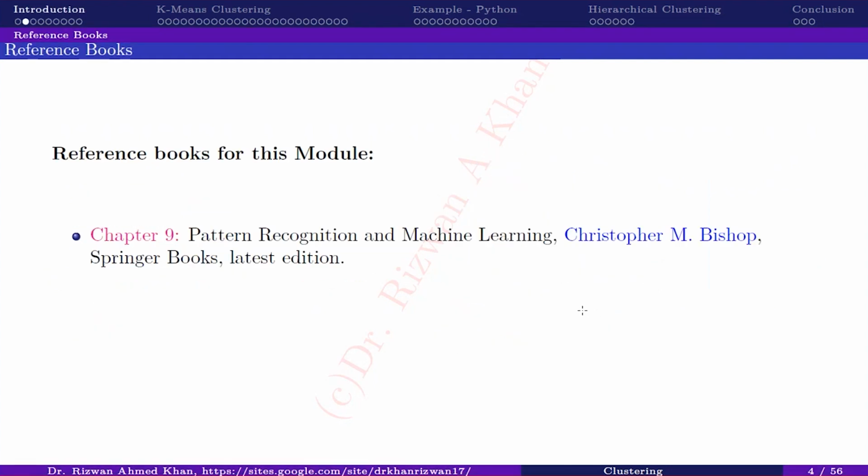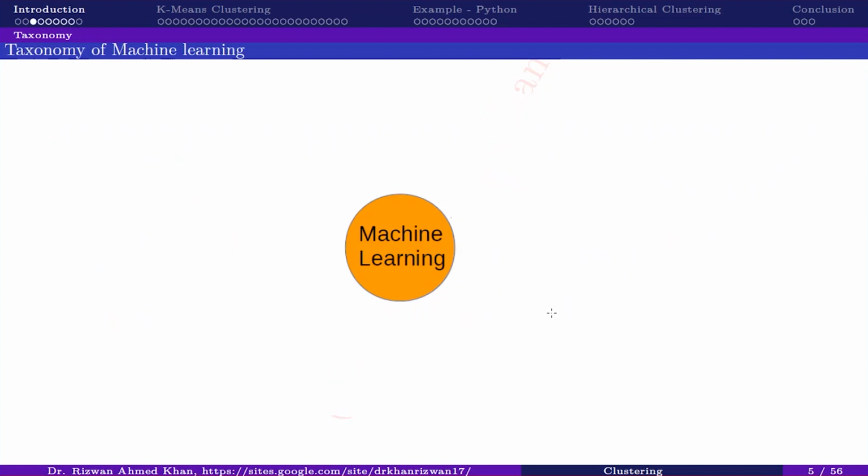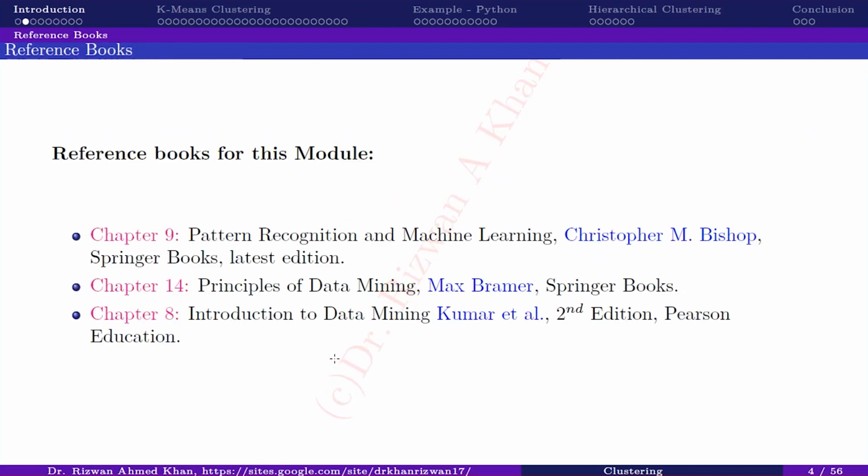But like before, I would like to give you reference books for this material. So I have referred these three chapters for this module. Chapter 9 from Bishop's book and chapter 14 from Max Bramer's book. This is not a machine learning book but a data mining book. And chapter 8, again a data mining book, from Kumar. For you, I would recommend that if you want to see introductory or very basic material on K-means clustering or clustering in general, follow chapter 14 of Max Bramer's book.